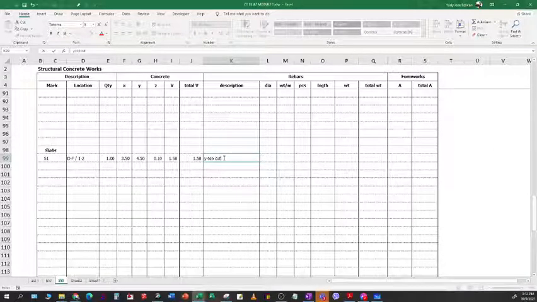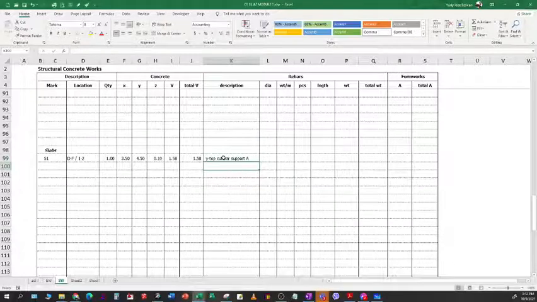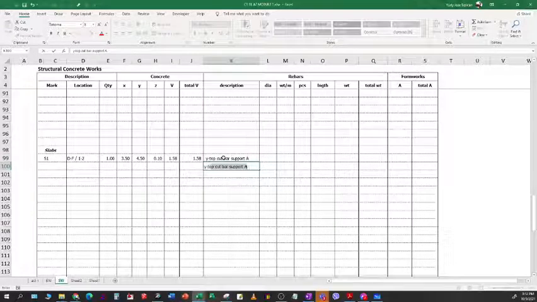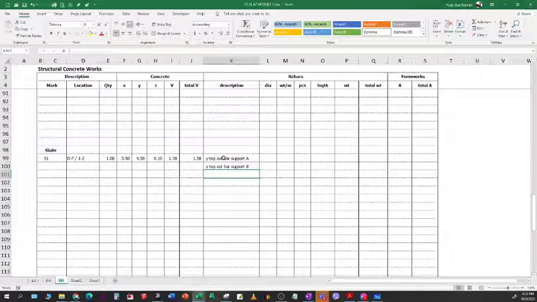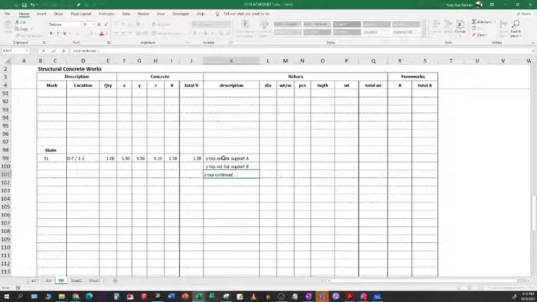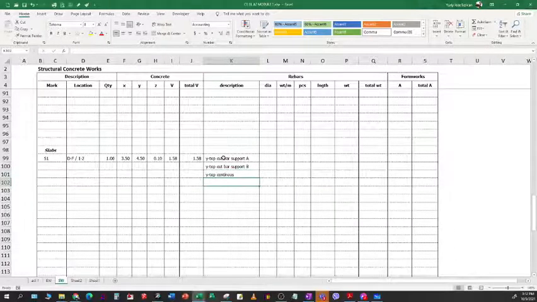Top cut bar, support A, Y top. Cut bar, support B, on the other side. Continuous, Y top continuous. Okay, so those are the rebars at the top.